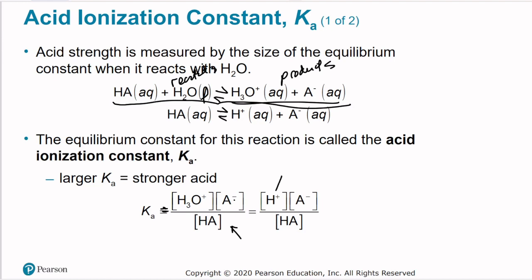We can also write that as H plus times A minus over HA, because remember, H3O plus and H plus are basically the same thing. The hydronium ion concentration and the H plus ion concentration are interchangeable, and our Ka is our acid ionization constant. So if we know that constant, we can calculate the H3O plus concentration, which will give us our pH. That's how we calculate pH if we just know the concentration of the HA that we put in, because we've got our balanced equation, and so we know the 1-to-1 ratio, so we'll be able to calculate that.